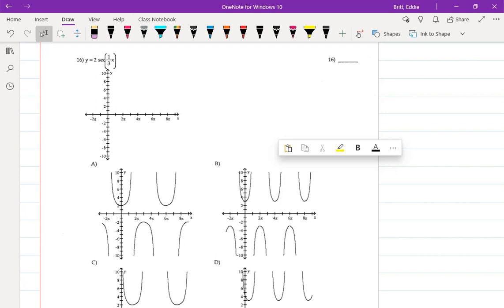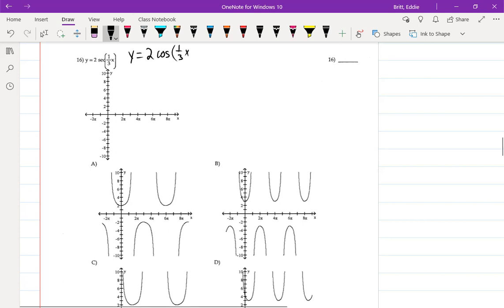All right, on problem number 16, we're asked to graph y equals 2 secant of 1/3 x. Before we can graph that, though, we usually have to graph its reciprocal, cosine. So we want to graph y equals 2 cosine 1/3 x. And then we'll use the places it crosses and the high points and low points to get our U-shaped graphs and our asymptotes. So the amplitude here is 2.